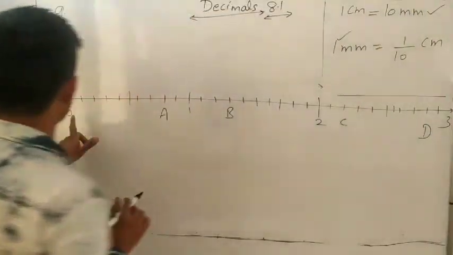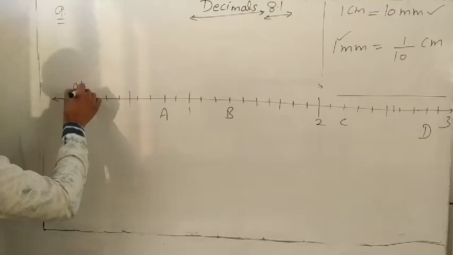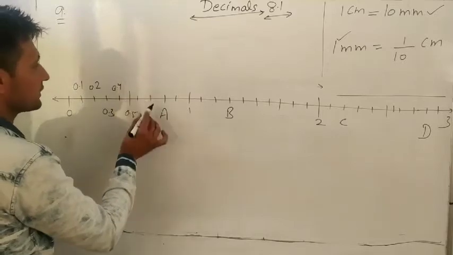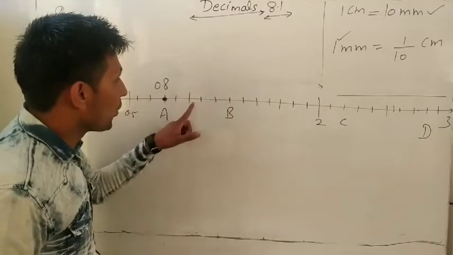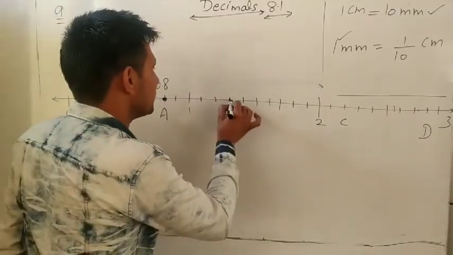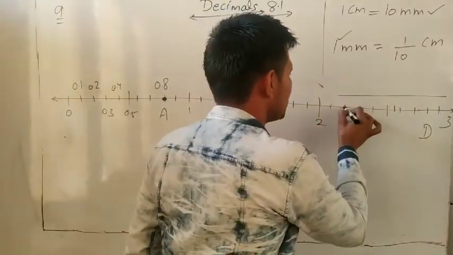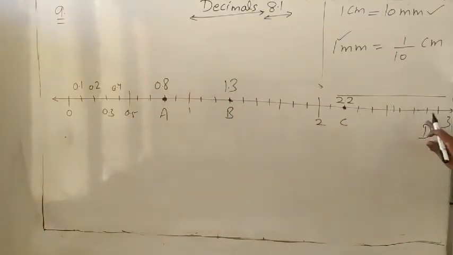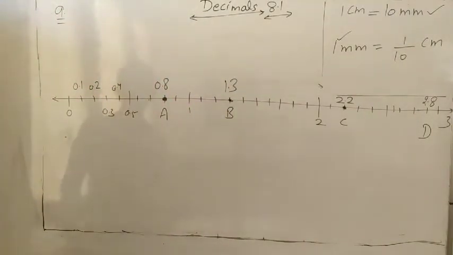So we have to represent A, B, C, D on the number line. So it means it is 0, everyone knows 0 to 1, it is 0, 0.1, 0.2, 0.3, 0.4, 0.5, 0.6, 0.7, 0.8. So what is the value of A? 0.8. Now 1, 1.1, 1.2, it is 1.3. Now 2, 2.1, 2.2, 2.3, 2.4, 2.5, 2.6, 2.7, 2.8. So 2.8. So like this one you can represent. Okay. But use pencil and scale. Don't write directly with pens. Okay.